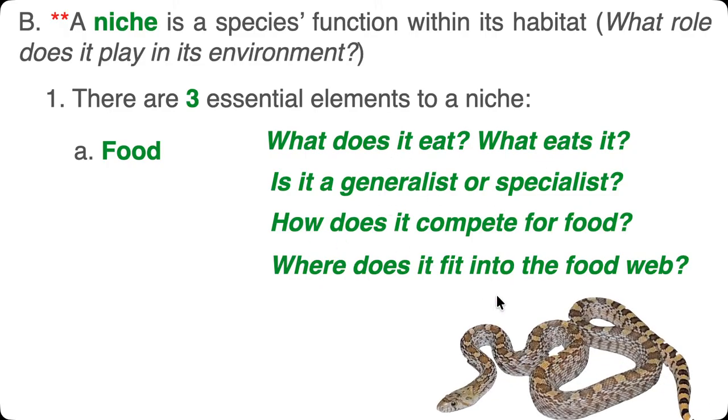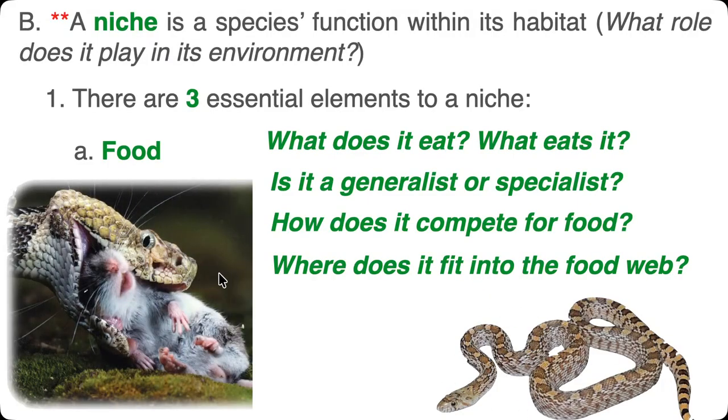And so, if we have something like a snake like this, what do we think eats it? What does it eat, right? So you can generally ask yourselves these questions. Is it a generalist or is it a specialist? Does it compete for food? Where does it fit in the food web, right? But we can brainstorm a bunch of possibilities there. But again, it's different for each animal or each species or each organism.